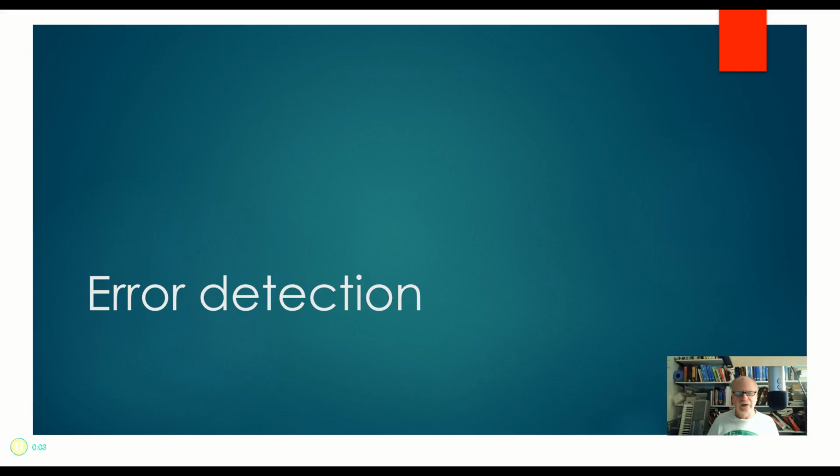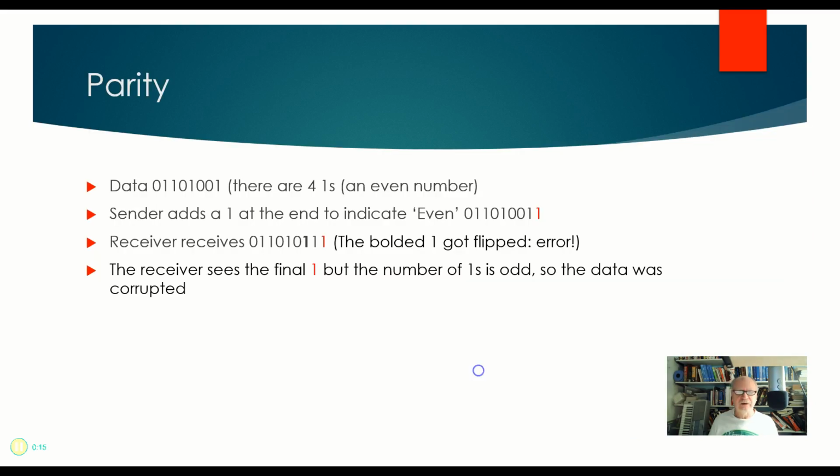We looked in a previous video at how we can handle errors when we discover them. But the question that comes to mind is, how do we discover them? What are the various means that we have to do that, and which one is used by Ethernet? So let's take a look at them.